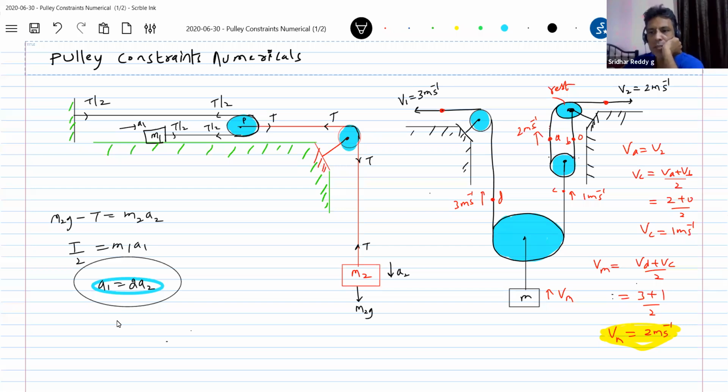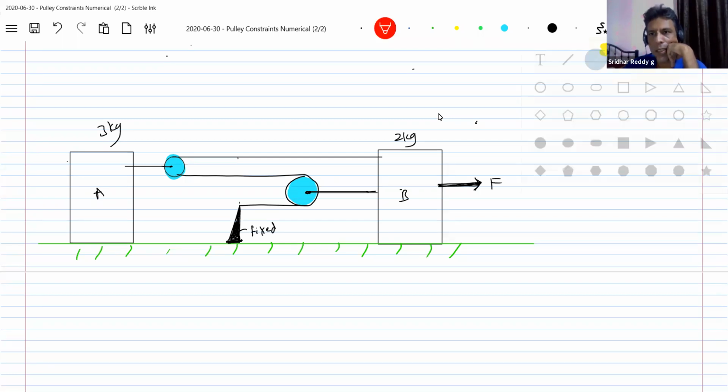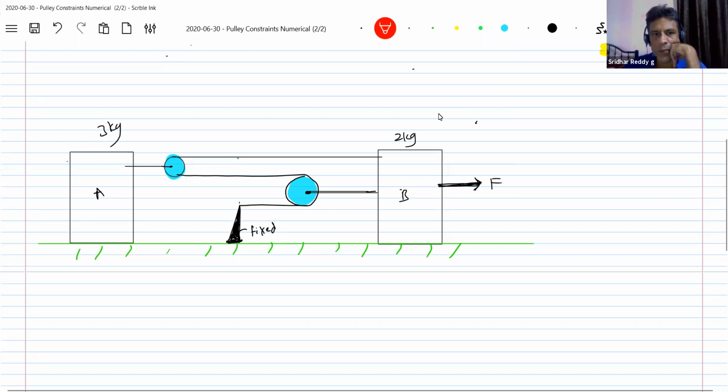Velocity of pointer should be equal to V2, no? What is the method here? So that they say, okay, let me take some constraint equation. Let me take this as a reference point.